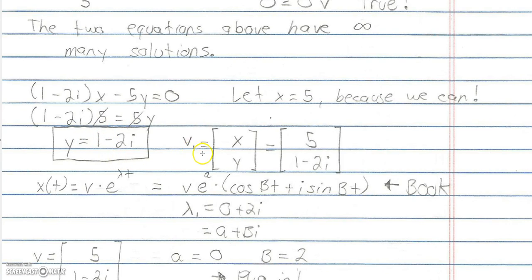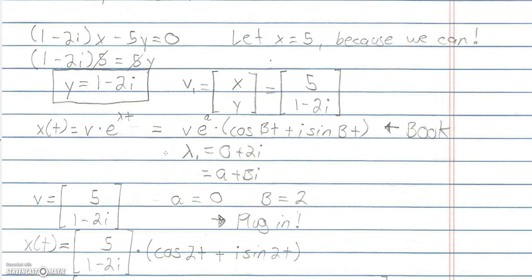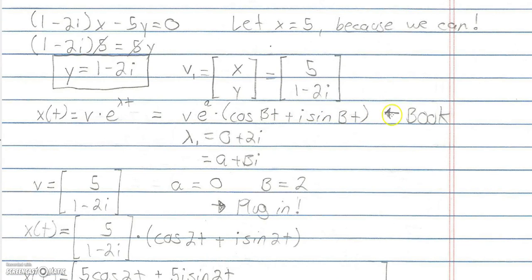So our V1 matrix of x and y is going to equal 5, which is the x that we just found, the number that we made up, 5, and our y is what we just found. So great, now we got that. So now we want to plug it into this equation. Now this would be really hard to solve, so we are just going to use this alternate equation from the book, V e to the alpha t times cosine of beta t plus i sine beta t. This is from the book.